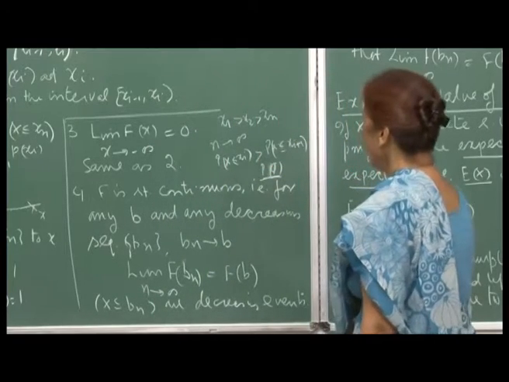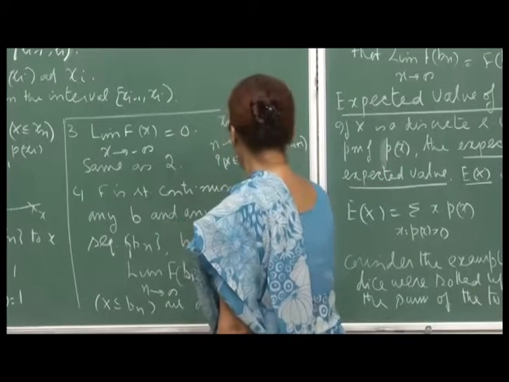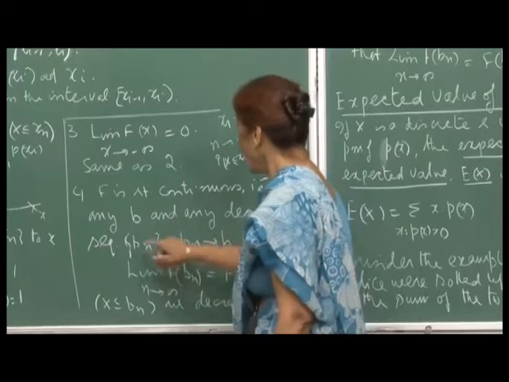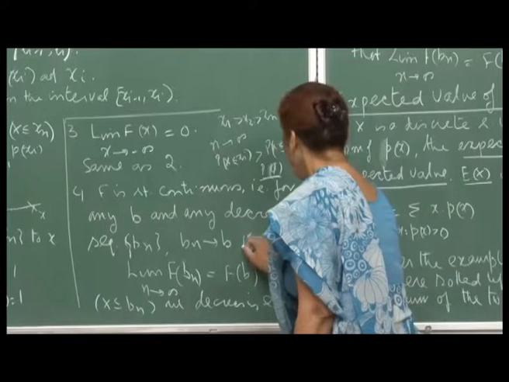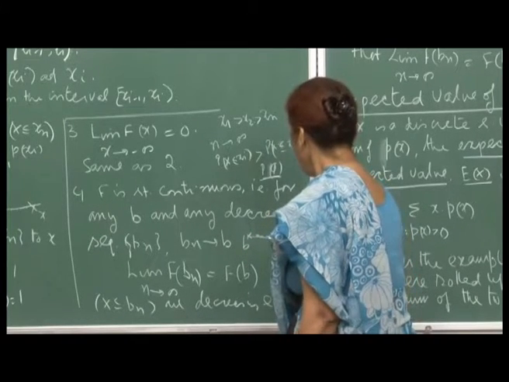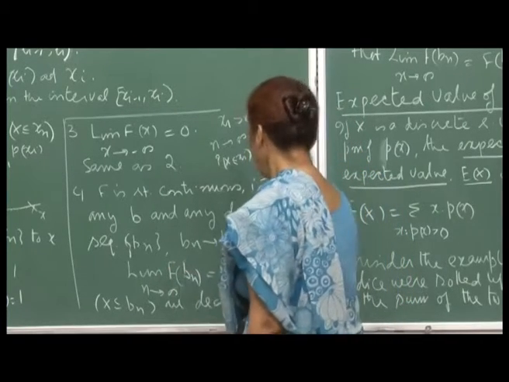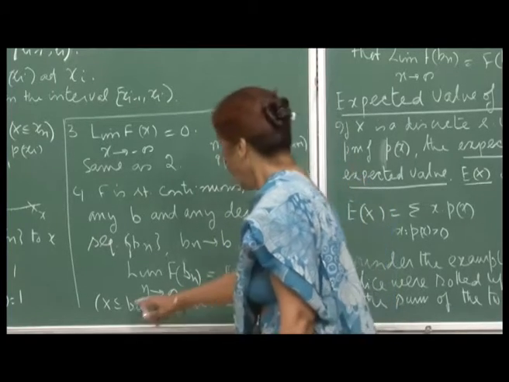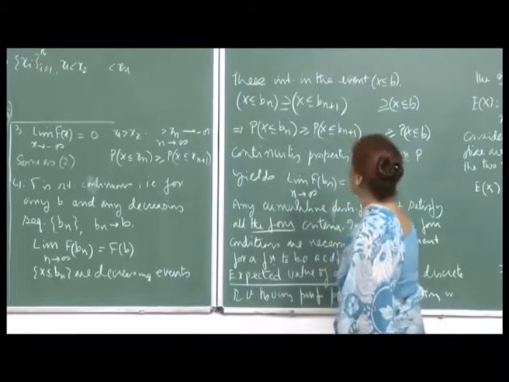Same as 2. Then F is right continuous, because take any b and any decreasing sequence b_n. Same thing I am saying, you approach b from the right. The sequence b_n is coming from the right-hand side, and the limit of F(b_n) as n goes to infinity is F(b), because the events x less than or equal to b_n are decreasing events, the sequence b_n converges to b, right.